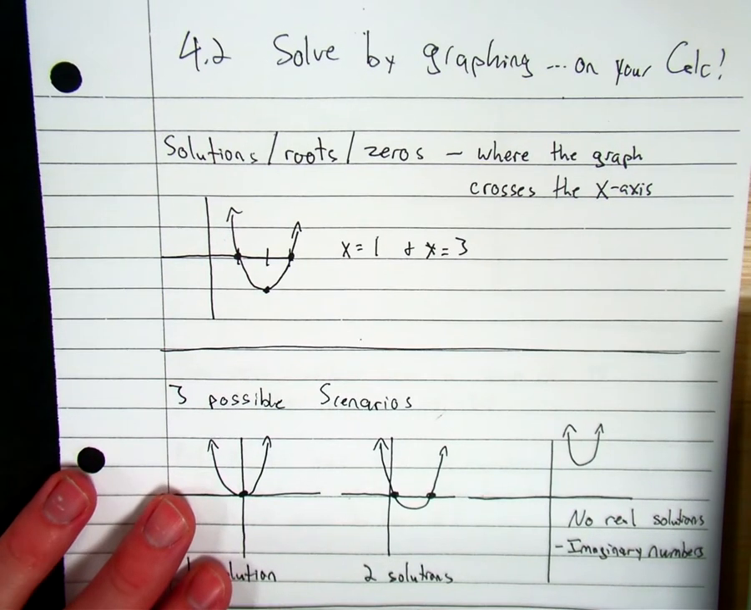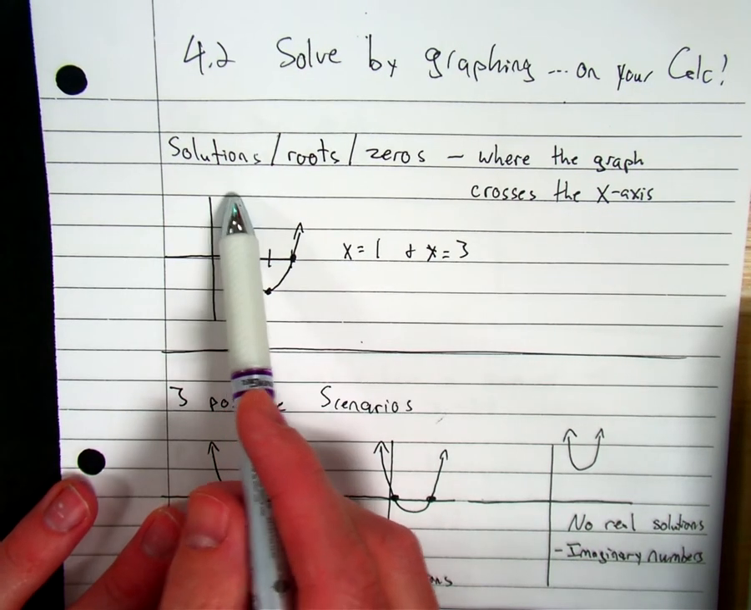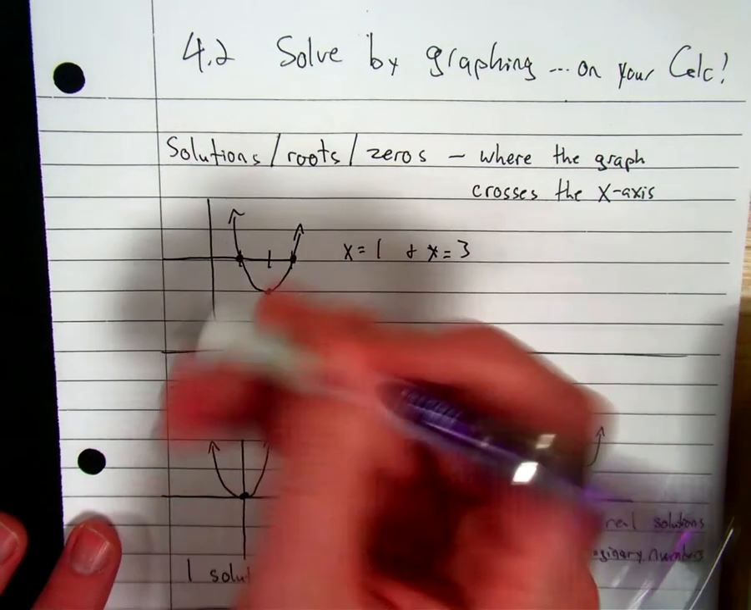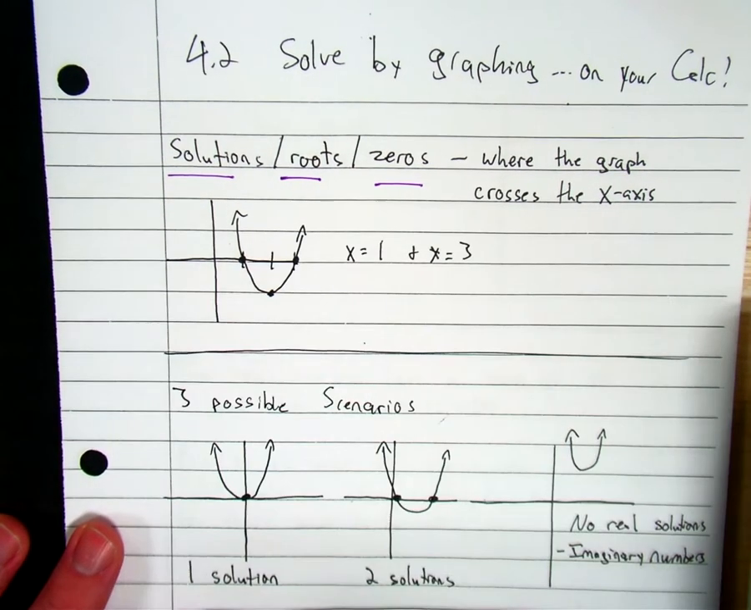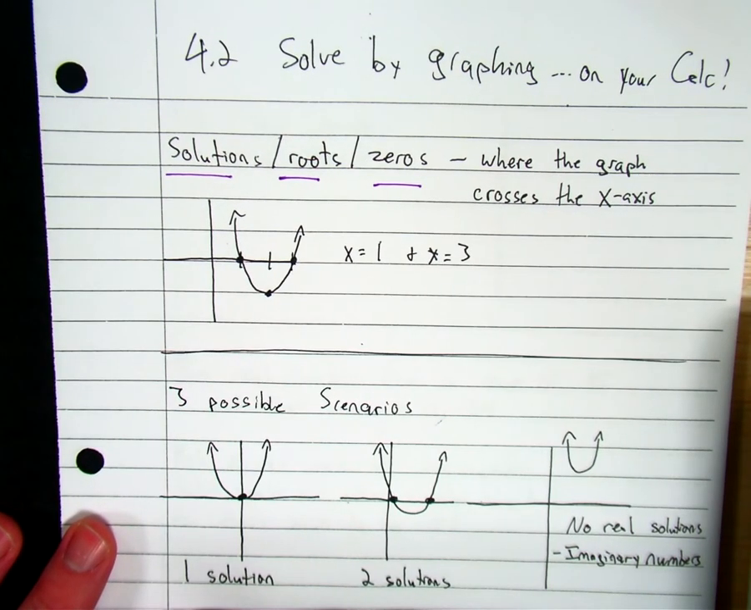All right, so we're talking about solutions, roots, and zeros. All three names mean the same thing. Solutions, roots, zeros. We're looking for where the graph crosses the x-axis.